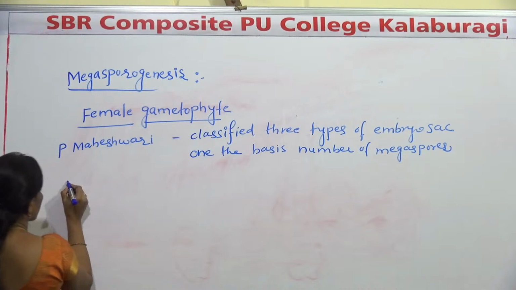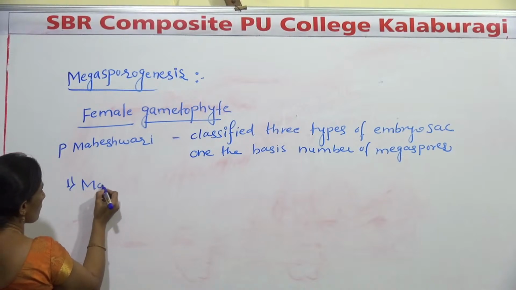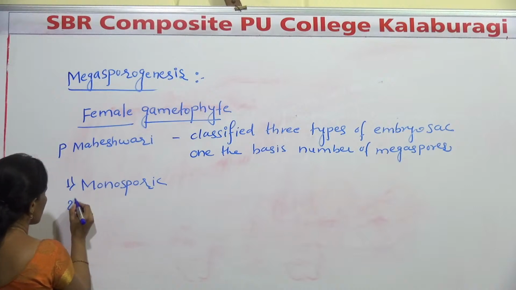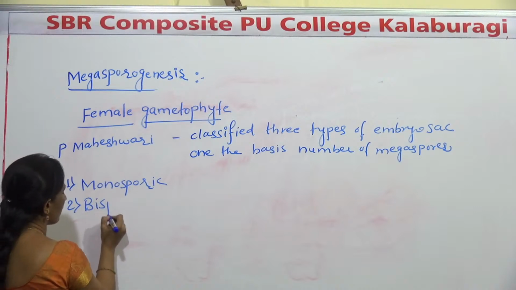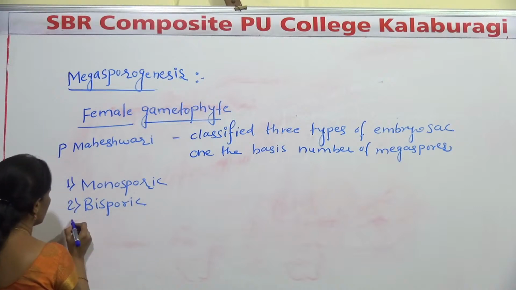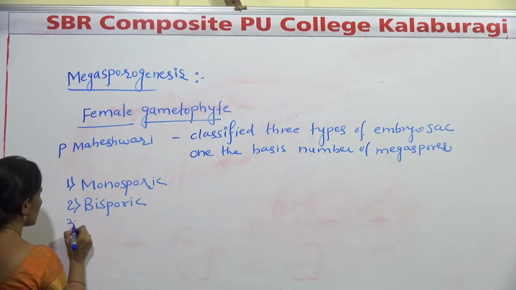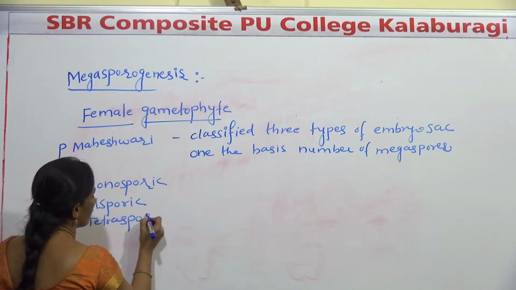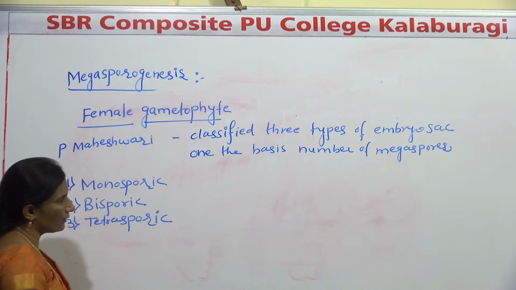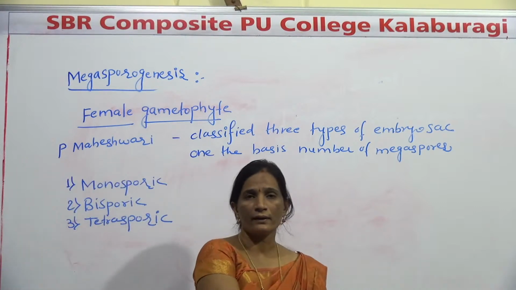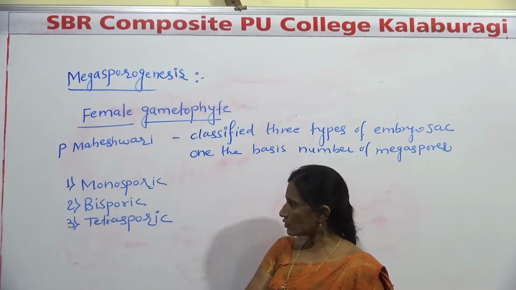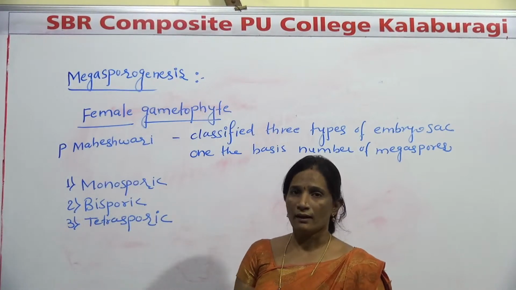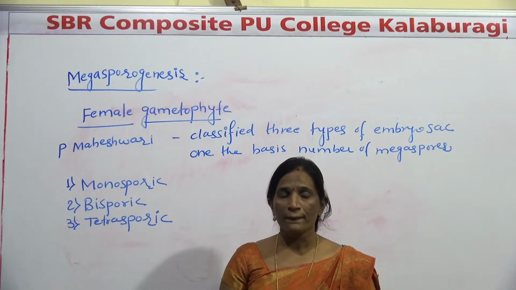One is monosporic. The second one is bisporic, and the third one is tetrasporic. So embryo sac is classified into 3 types: the monosporic embryo sac, the bisporic embryo sac, and the tetrasporic embryo sac.